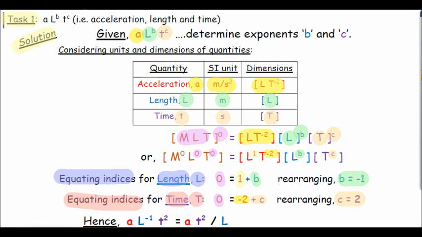Now all we've got to do is state the original expression, but this time with the values of the exponents stated. So I've got two formats here, a, l to the -1, t to the +2 here, and of course from our rules of indices, l to the -1 actually means we're dividing by the l. So we could write the expression as a t to the 2 divided by l, just an alternative way of stating the expression. So that's the solution for task 1.